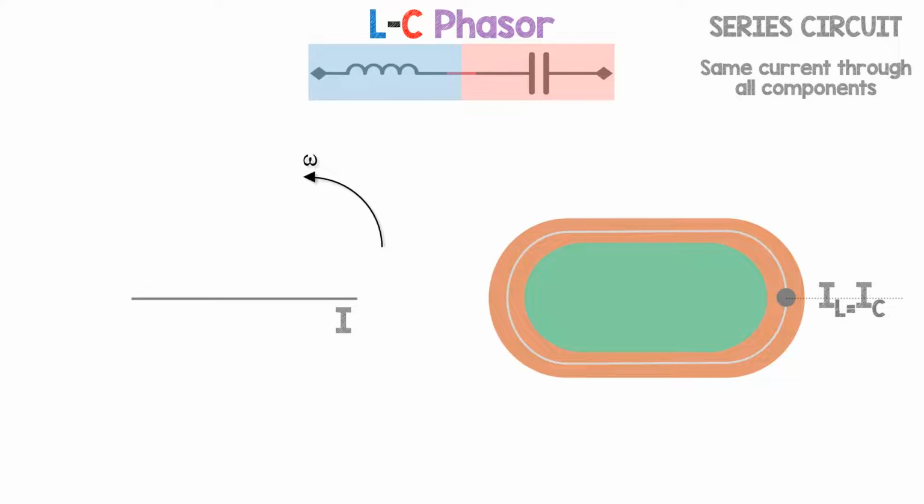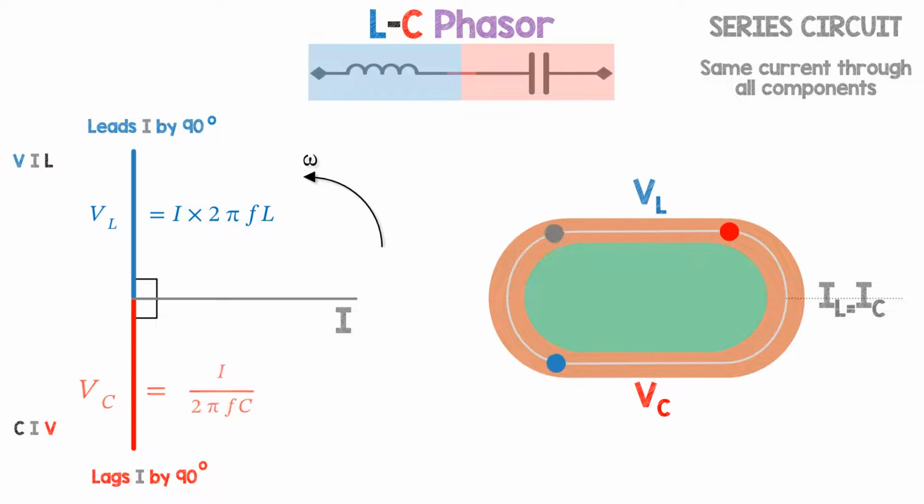Here's a phasor diagram for a series inductor-capacitor circuit. They share a common current, and the reactive voltages are always out of phase with each other by 180 degrees. The length of the voltage vectors depend on the current and capacitive and inductive reactances, which depend on the frequency.